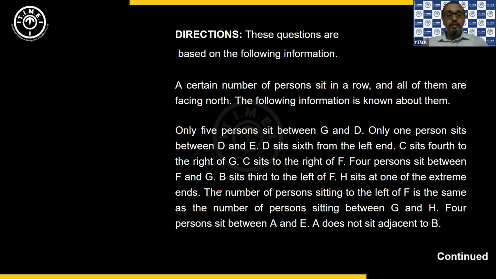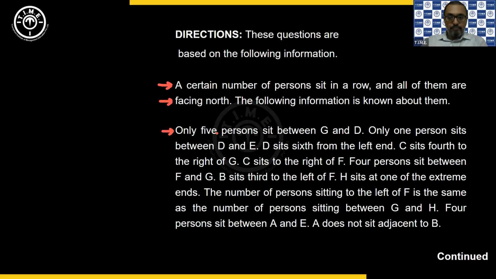Here in the first set, we have a certain number of persons sitting in a row, and all of them are facing north. The following information is known. We do not know the exact number, so we'll develop our arrangement based on the information. Only 5 persons sit between G and D.